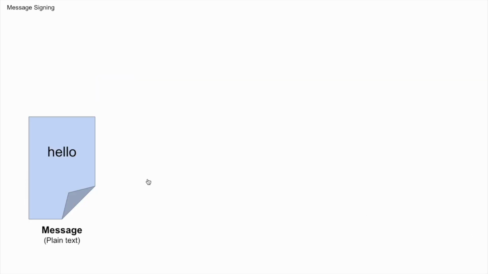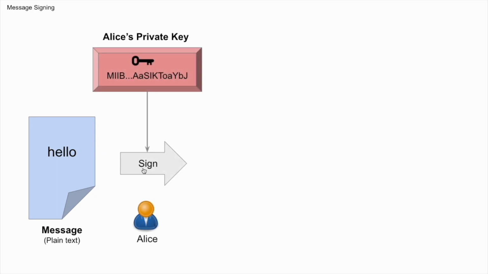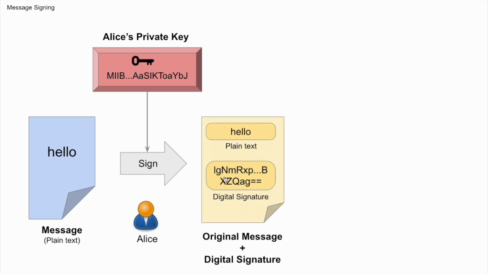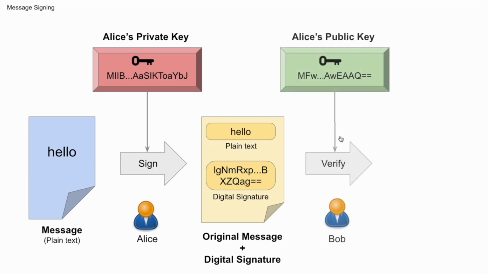So here is the message, hello, which Alice needs to sign and send to Bob. Alice will sign this message using her private key to create the digital signature. This digital signature and the message in plain text are sent to Bob. Bob will verify the authenticity of the signature by using Alice's public key, which may result in true or false. When the result is true, it means that the signature is verified.